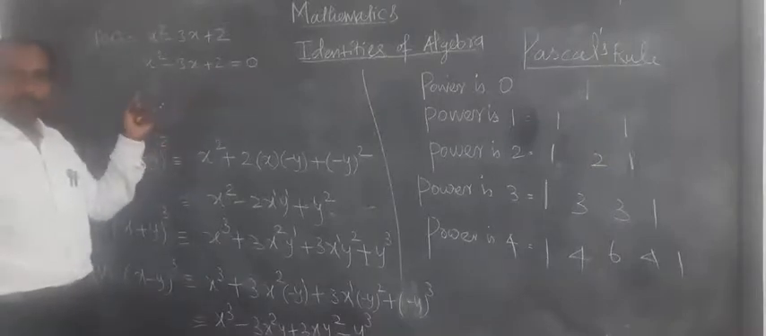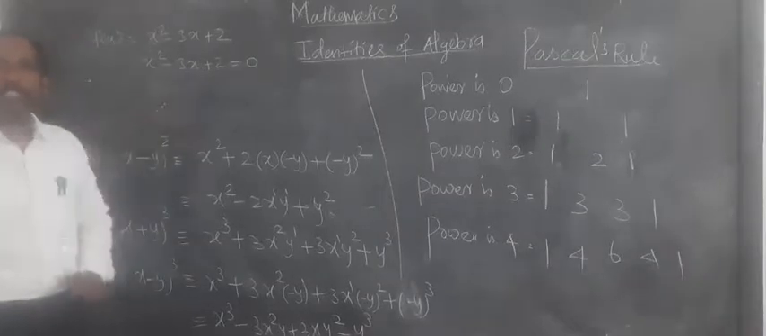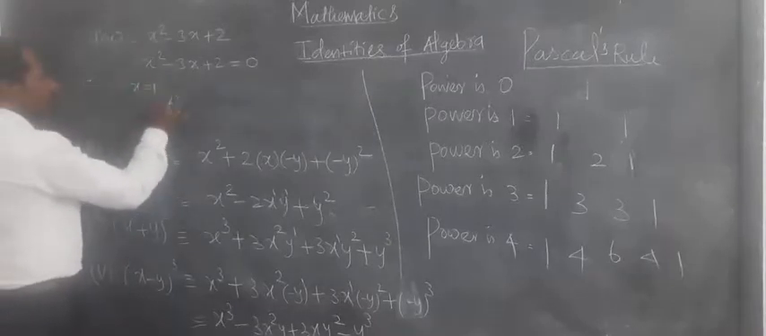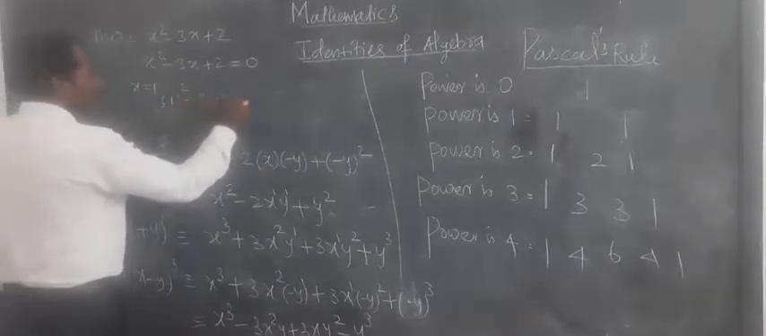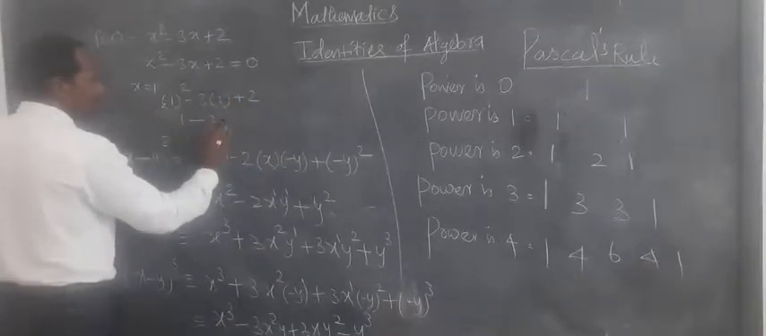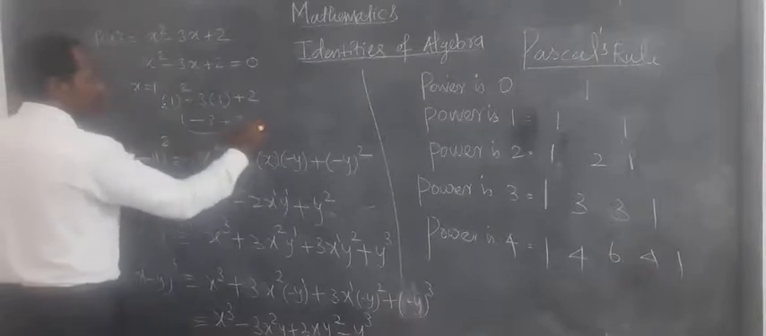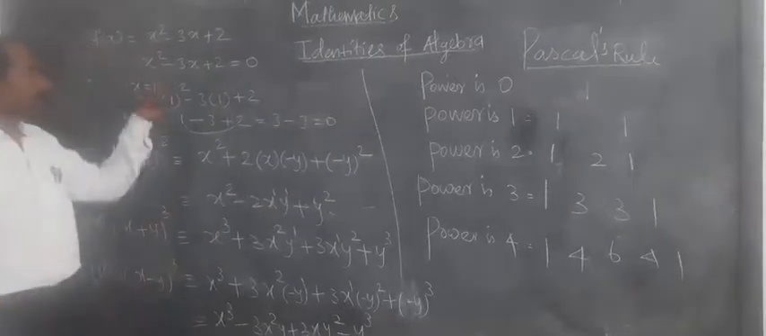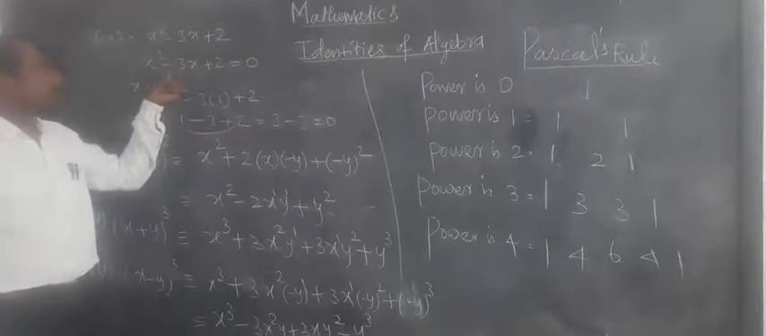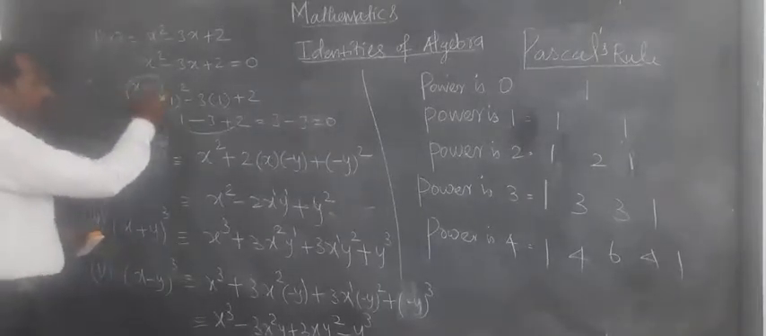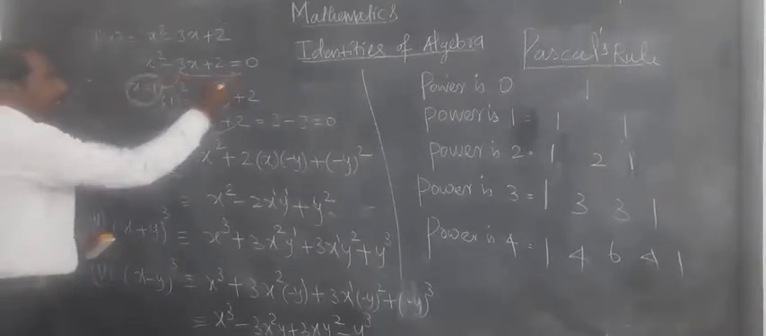Now if you substitute x equal to 1 in this equation, you get 0. So x equal to 1: 1 square minus 3 into 1 plus 2. Here 1 minus 3 plus 2. So 1 plus 2 equal to 3, and 3 minus 3 equal to 0. So this polynomial is satisfied when x equal to 1. Only particular values satisfy the polynomial; that is an equation.